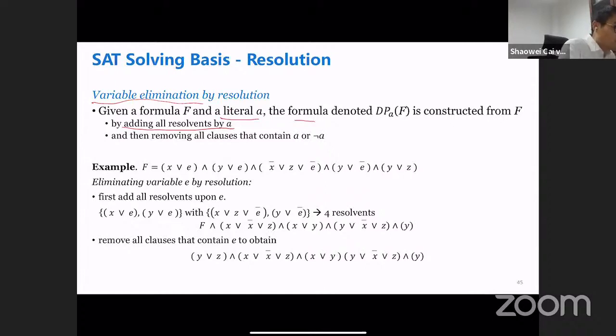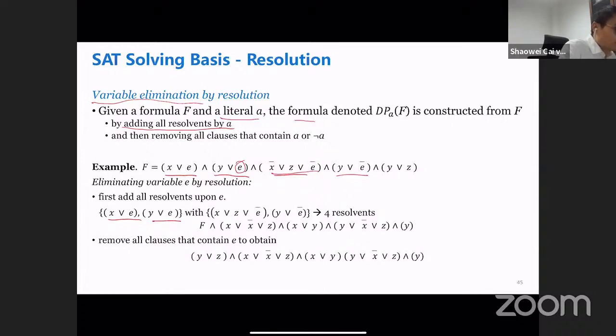Let's look at an example. Here is a formula. If we try to eliminate a variable E, then we can do all the resolution about this variable E. We can find E appears in this clause and these two. In the first two clauses, E is positive. In the latter two clauses, E is negative.